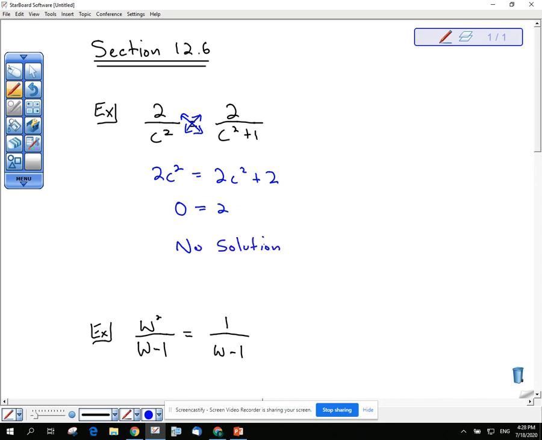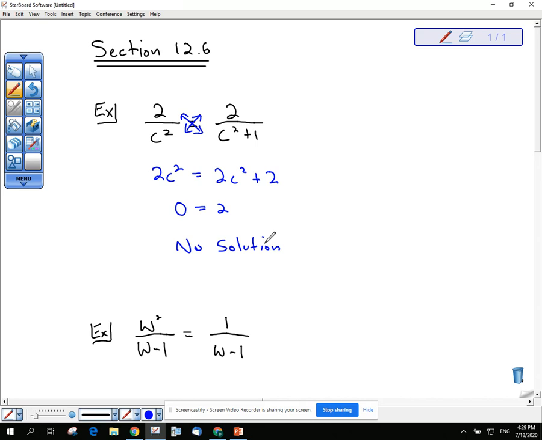Not exactly the same thing as the previous example, and the reason it was no solution. In the previous example, we got an extraneous solution, whereas here, we just got a false statement. And I could direct you back to an earlier lesson where that happened, and we just said no solution.